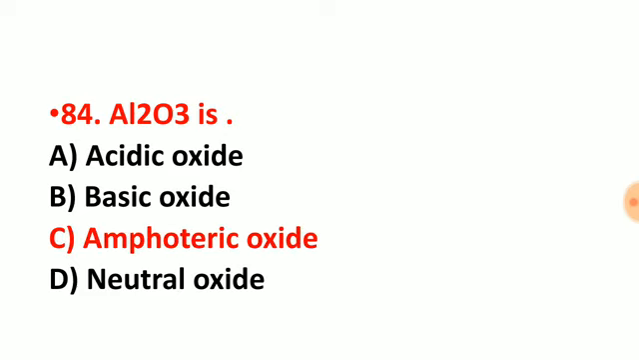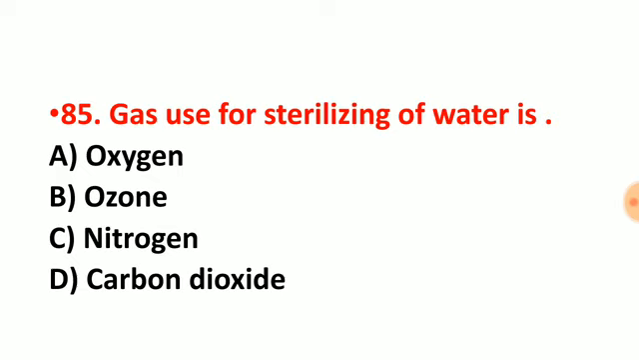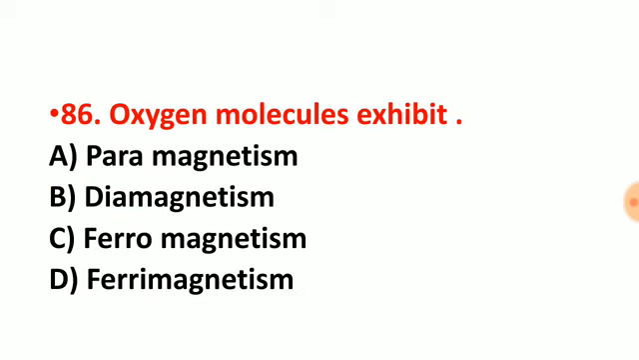Question 84, Al2O3 is an amphoteric oxide. In most cases, students write Al2O3 as a mixed oxide, but it is an amphoteric oxide. Question number 85, the gas used for sterilizing water is ozone. Question number 86, the oxygen molecule exhibits paramagnetism.